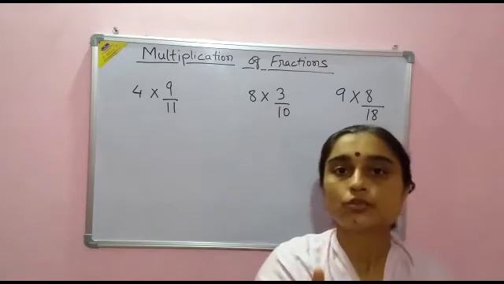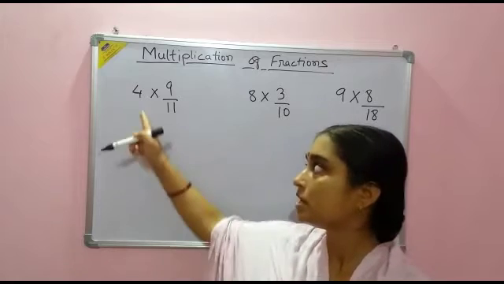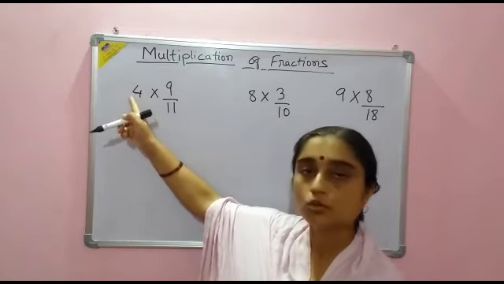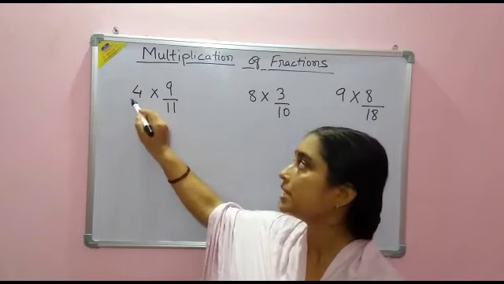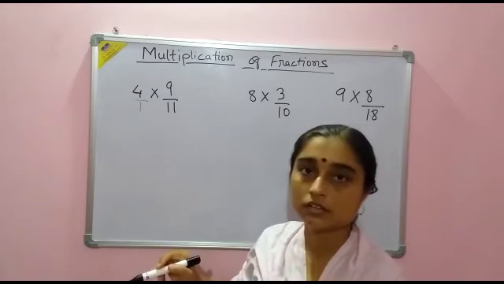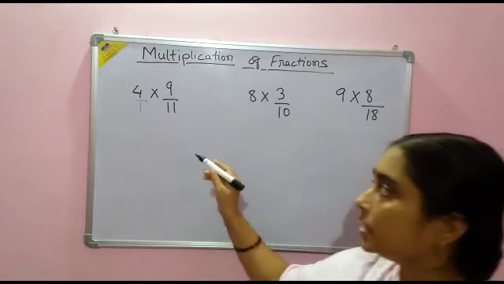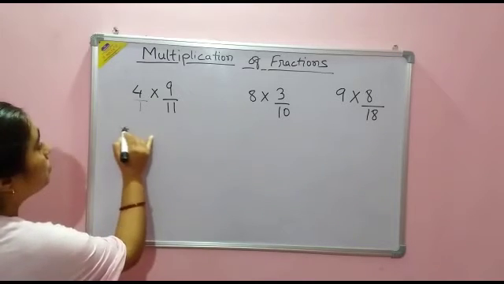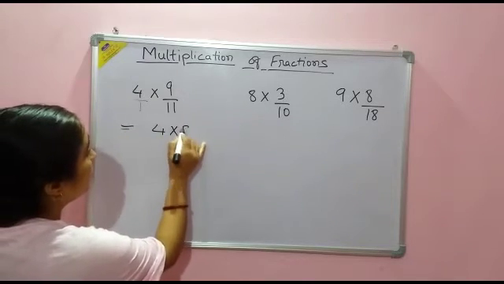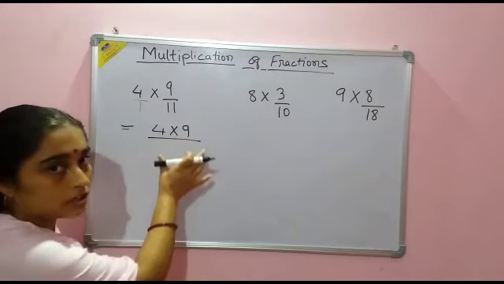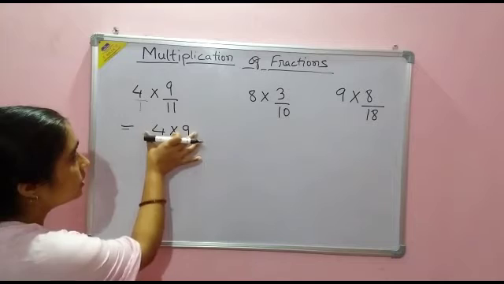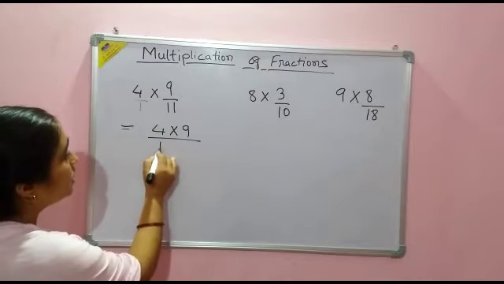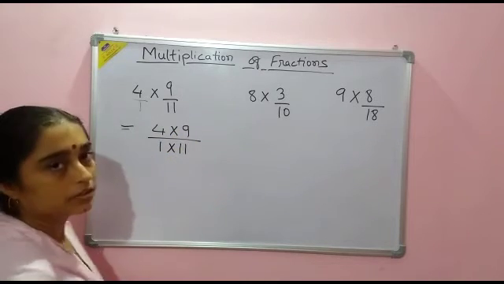Now remember that when there is only one number, this means that the number is the numerator. It is a whole number, which means it has a denominator of 1. So now write the number in this form: is equal to 4 into 9. Write both the numerators collectively in one form, and then both the denominators, 1 into 11.